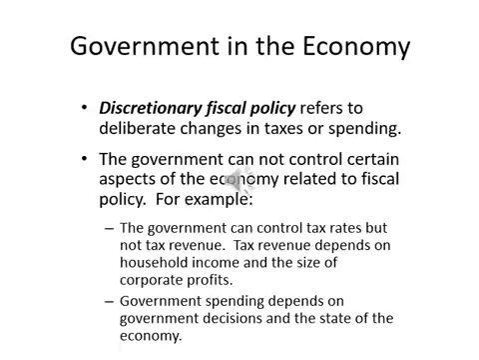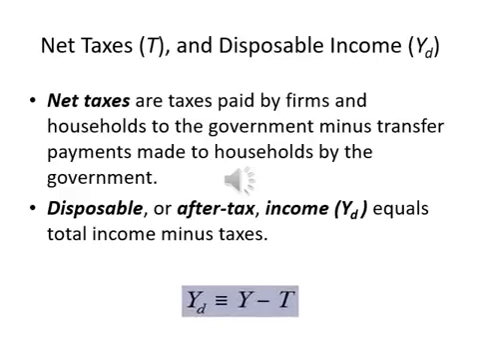The government cannot control certain aspects of the economy related to fiscal policy. For example, the government can control tax rates but not tax revenue. Tax revenue depends on household income and the size of corporate profits. Government spending depends on government decisions and the state of the economy. Net taxes are taxes paid by firms and households to the government minus transfer payments made to households by the government. Disposable, or after-tax, income, YD, equals total income minus taxes.